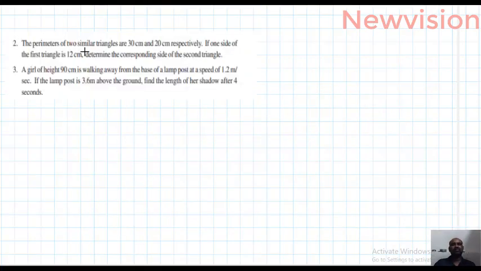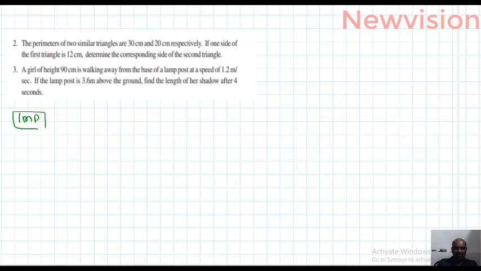Next problem, an interesting problem. The perimeters of two similar triangles are 30 and 20 centimeters respectively. If one side of the first triangle is 12 centimeters, determine the corresponding side of the second triangle. To solve this problem, I need to explain some important concept. I will write this is IMP.